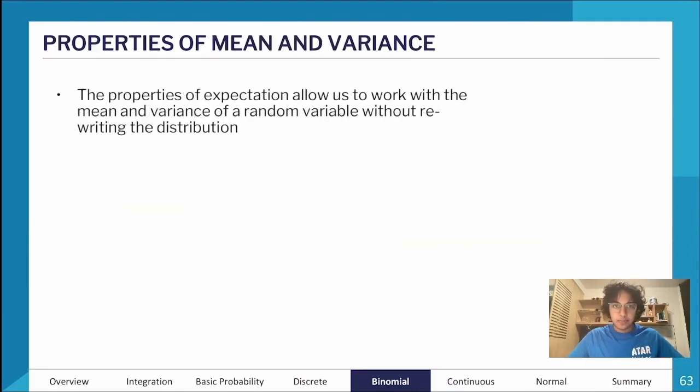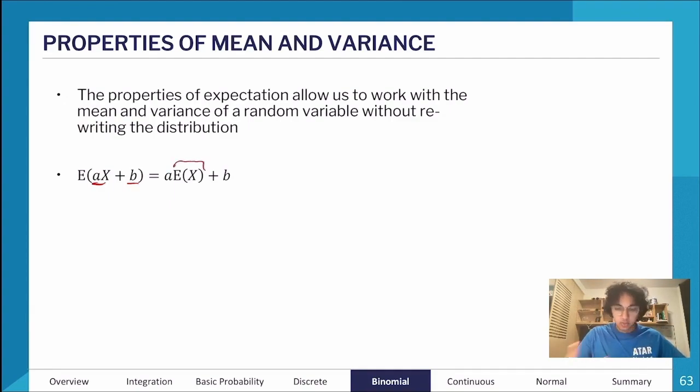Okay, let's talk a bit about the probabilities of the mean and the variance. So the expectation allows us to work with the mean and variance of a random variable without rewriting the distribution, right? So what do I mean by that? If I have some new distribution, but it's only some scalar multiple plus some constant, I can just use the old mean and continue on, right?